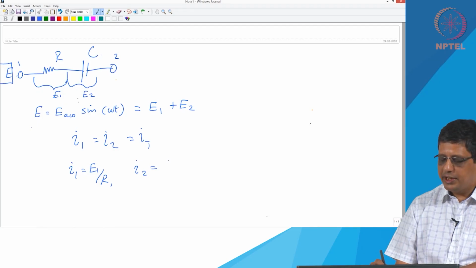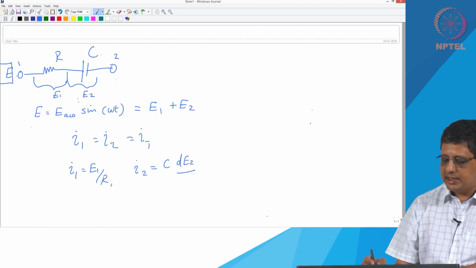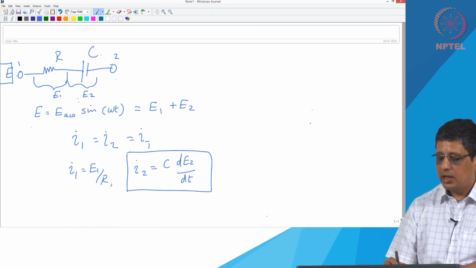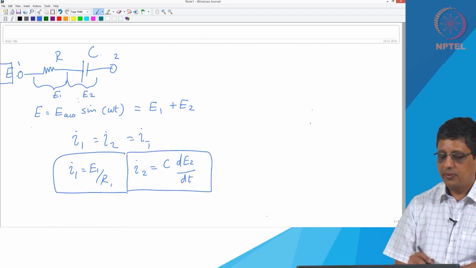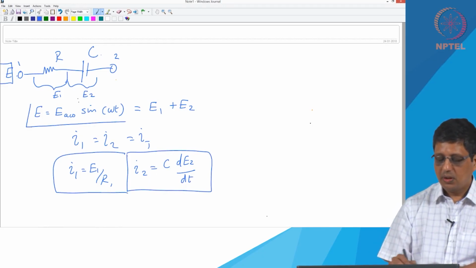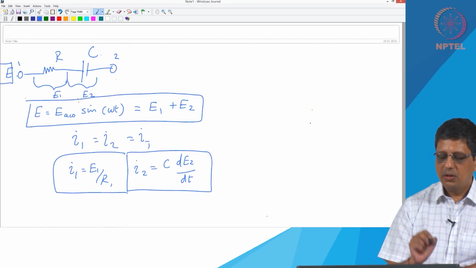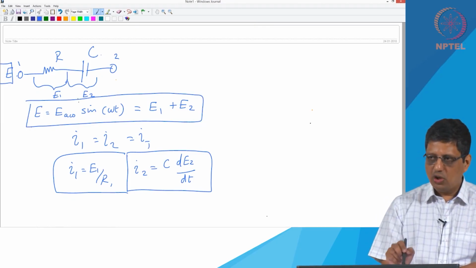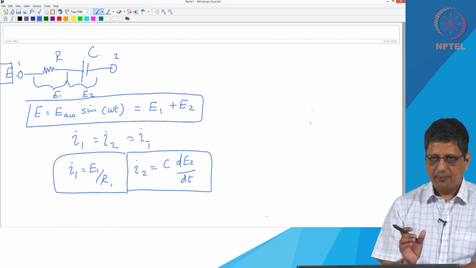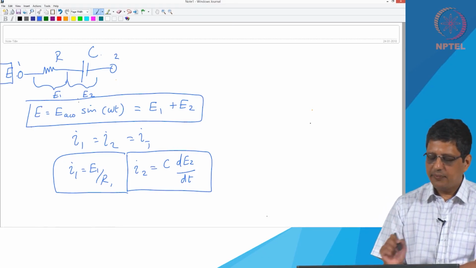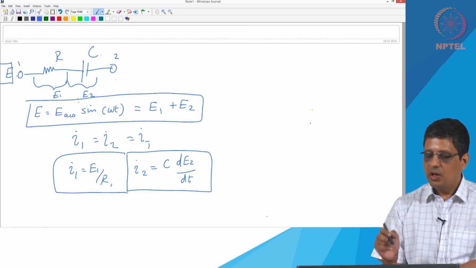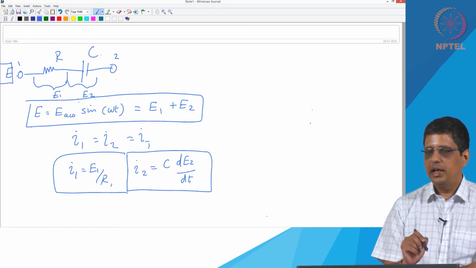And I2 and E2. Potential drop across the capacitor is E2, therefore, it is going to have this. Out of this, we know EAC0, we know omega, this is what we apply. We know the resistor value, resistance, we know the capacitance. What we want to know is either I1 or I2.